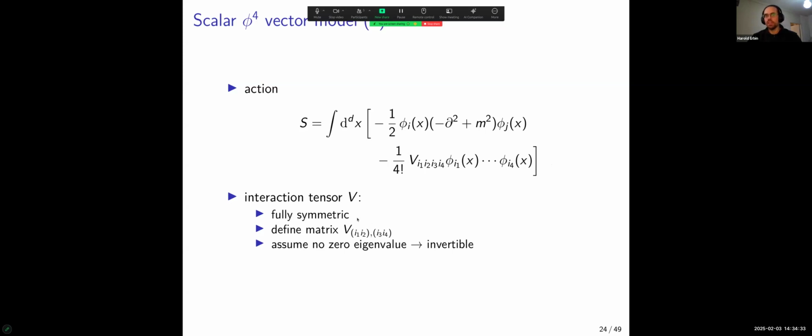So obviously it's fully symmetric. You can see it as defining some symmetric matrix. So this matrix is invertible. Because in general, we assume there is no zero eigenvalue, because if you have one, it means you have a basis where some of the phi decouple, so we don't care, it's not relevant.